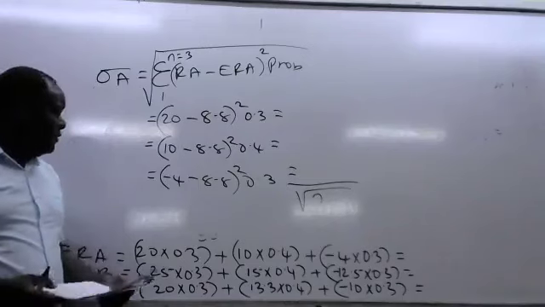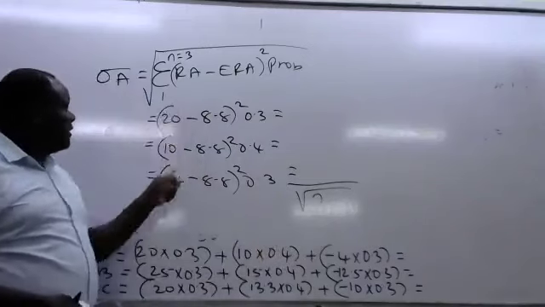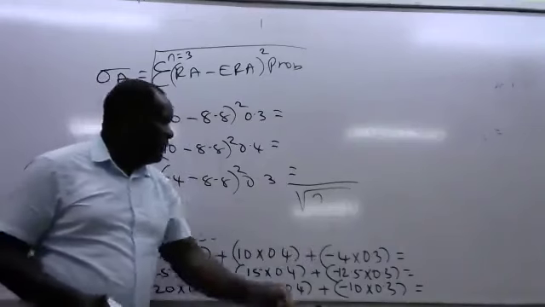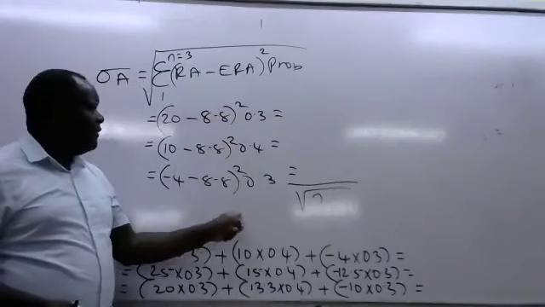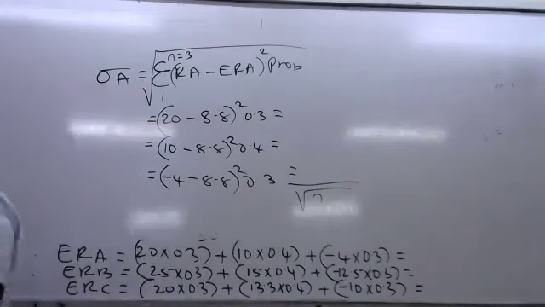So that is now A. These are now the returns, and the expected return is now that. So you square those differences and multiply by the probabilities. Then once you get the total, you now get the square root of that.